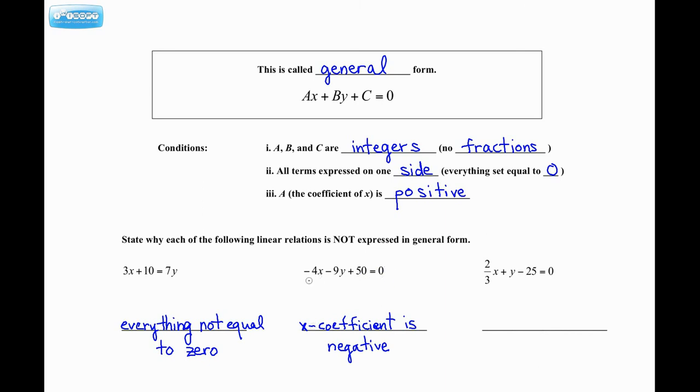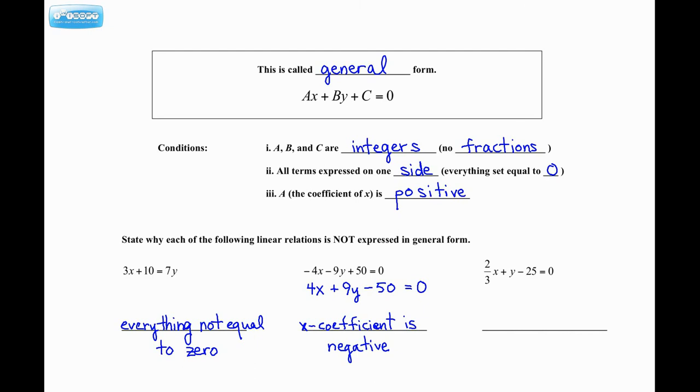We need to change this to positive 4x. This would change to positive 9y. This would change to negative 50. That happens if we multiply everything by -1 equals. Now I am multiplying the 0 by -1 as well, but that's still 0. So now this is in general form.